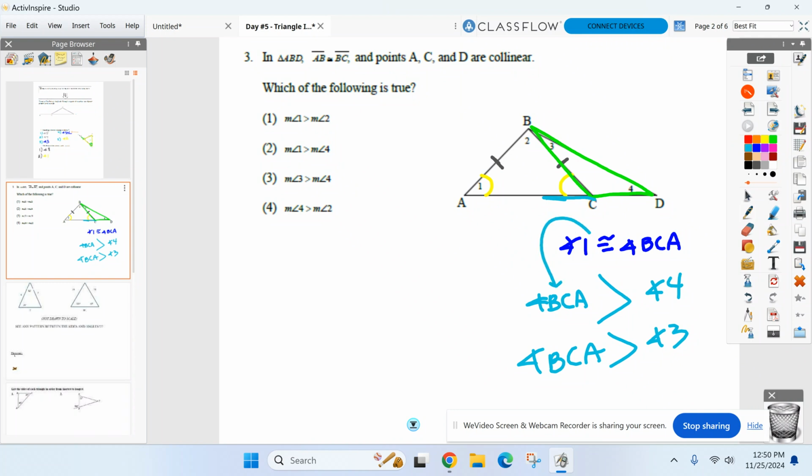Angle 1. Also, angle 1 is bigger than angle 3, but only one of them is a choice up there. So does everyone see that? BCA is bigger than 4 and 3, so that means 1 is bigger than 4 and 3 because they're equal. See how that worked? Ooh, that was a tough one, huh? Any questions about exterior angles being bigger than the remote interiors?